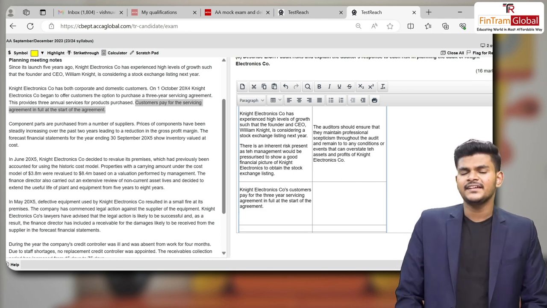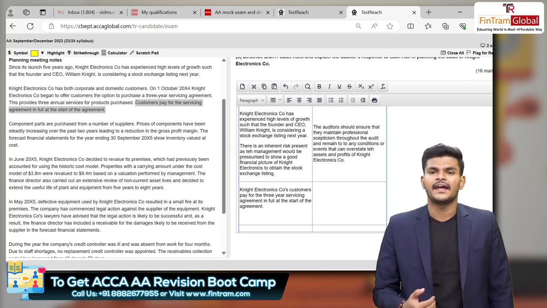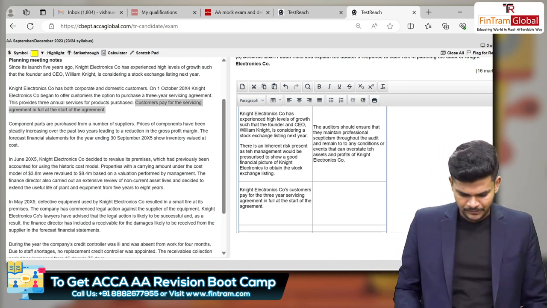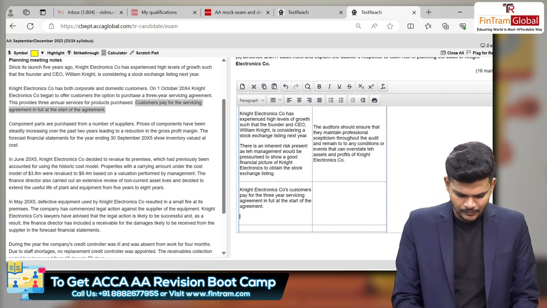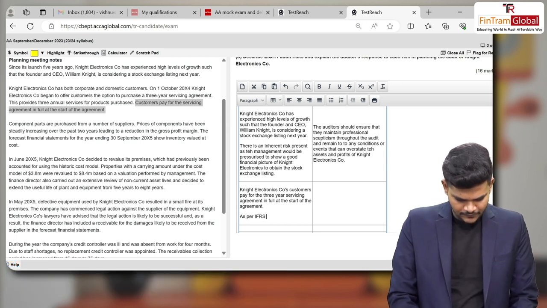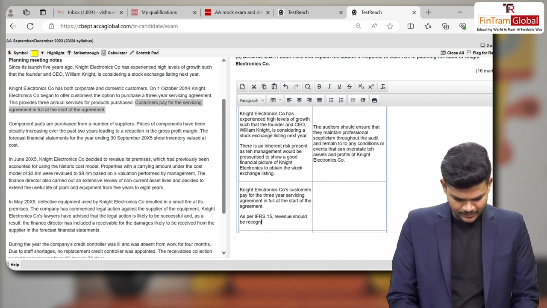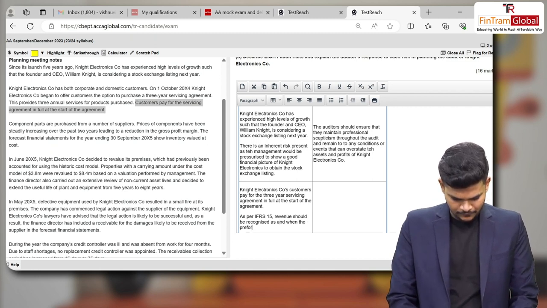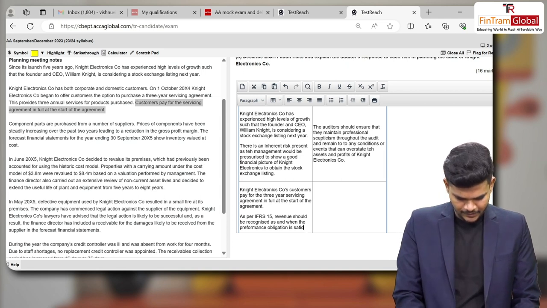So what is the issue here? Why exactly is this a risk? And what is the impact of this risk on the financial statements? Let's talk about that, shall we? The overall idea here is kind of simple. As per IFRS 15, revenue should be recognized as and when the performance obligation is satisfied.